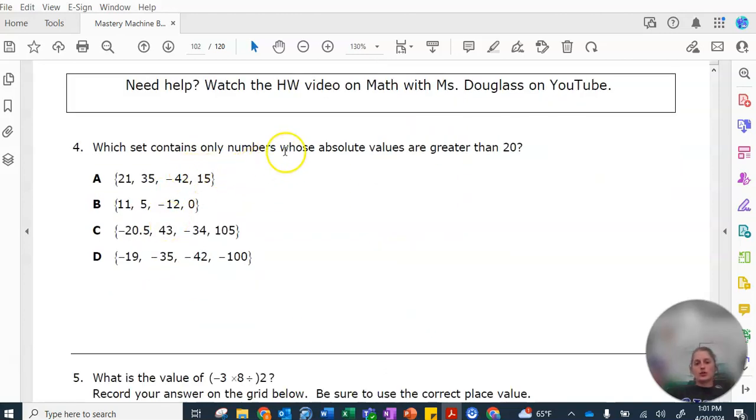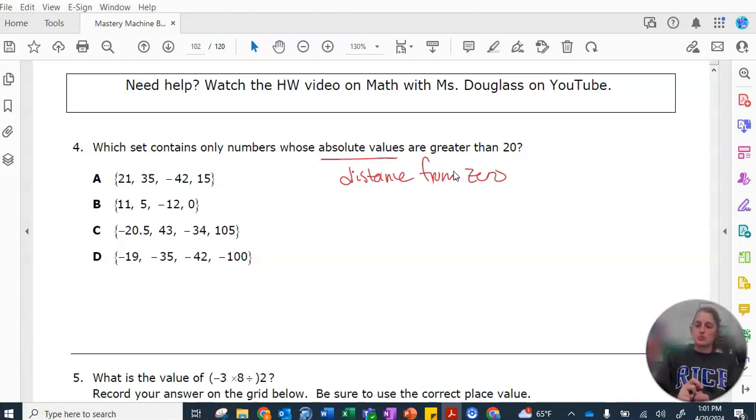Which set contains only numbers whose absolute values are greater than 20? Absolute value means the distance from 0. So we are looking for a list that only has numbers that are more than 20 spaces away from 0. Whether it's positive or negative, that does not matter to me. But it has to be more than 20 spaces away from 0. If it's like real close to 0, nope, can't have it.